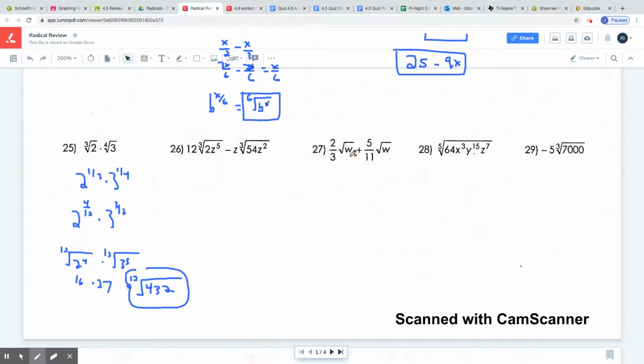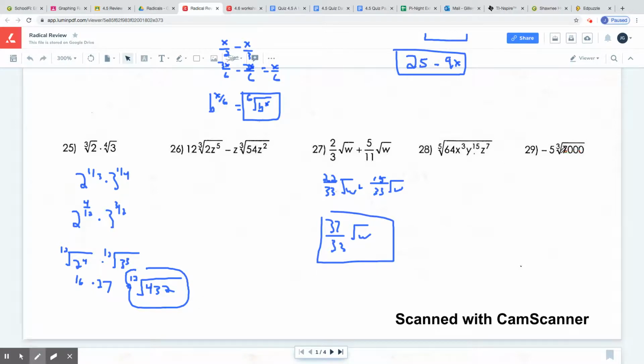All right. 27. Add radicals. They're all the same. So you just have to do 2/3 plus 5/11ths, which is, if I make a common denominator of 33, sorry, that would be 11, that'd be 22/33 root W plus 15/33 root W. 22 plus 15 is 37 over 33 root W. There's your answer.